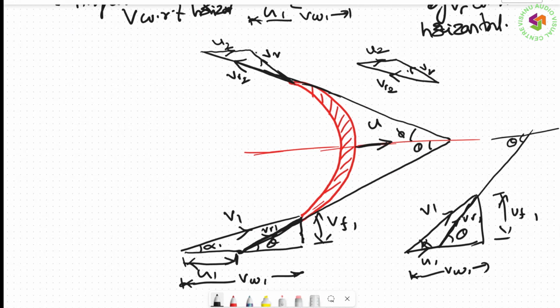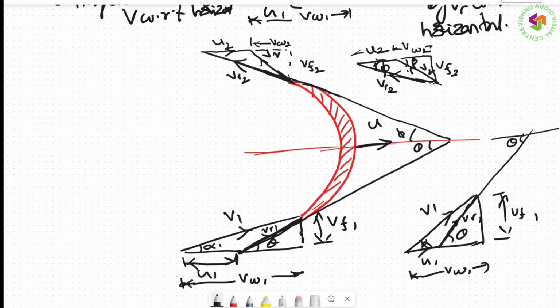Like in the last class, if you again draw the horizontal and vertical components of V2, so this is VW2 and this is VF2. So VW2 and VF2 are nothing but the horizontal and vertical components of this. So this completes it. Again, you remember the angle made by relative velocity with horizontal is phi because it is unsymmetrical. Otherwise, it should be theta, phi. Whereas the angle made by absolute velocity V2 is beta. So at inlet it is alpha, at outlet it is beta. So this is what you should remember.